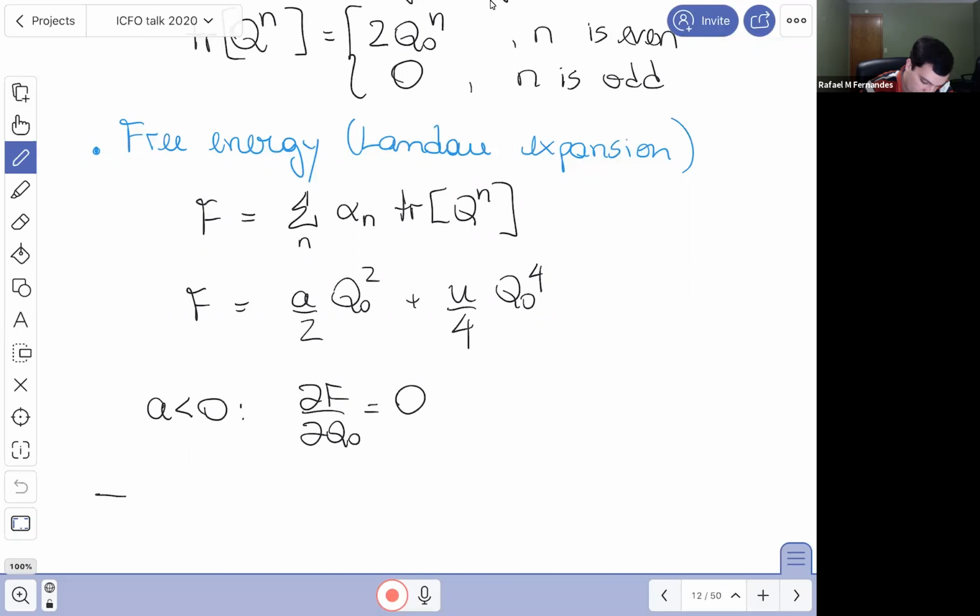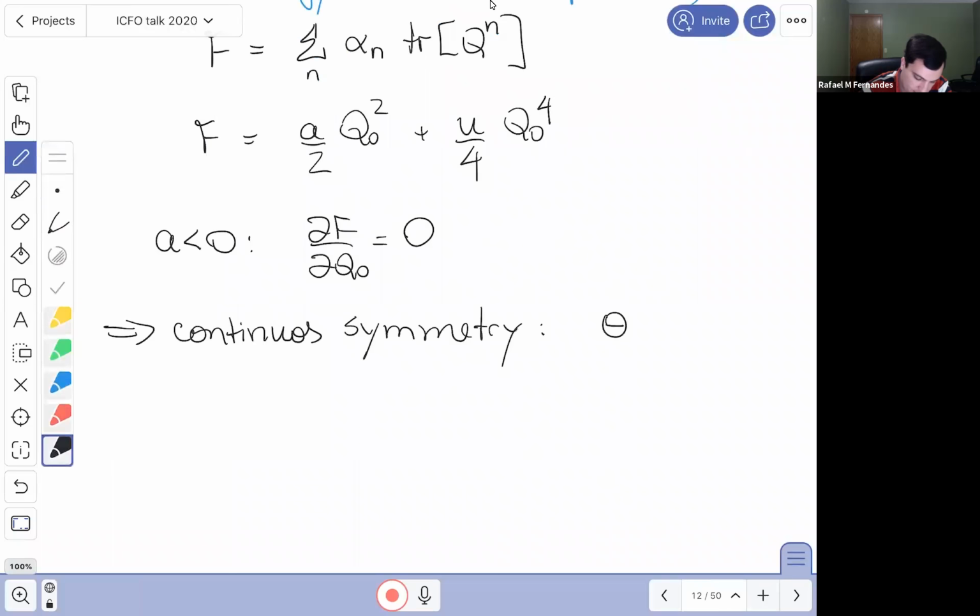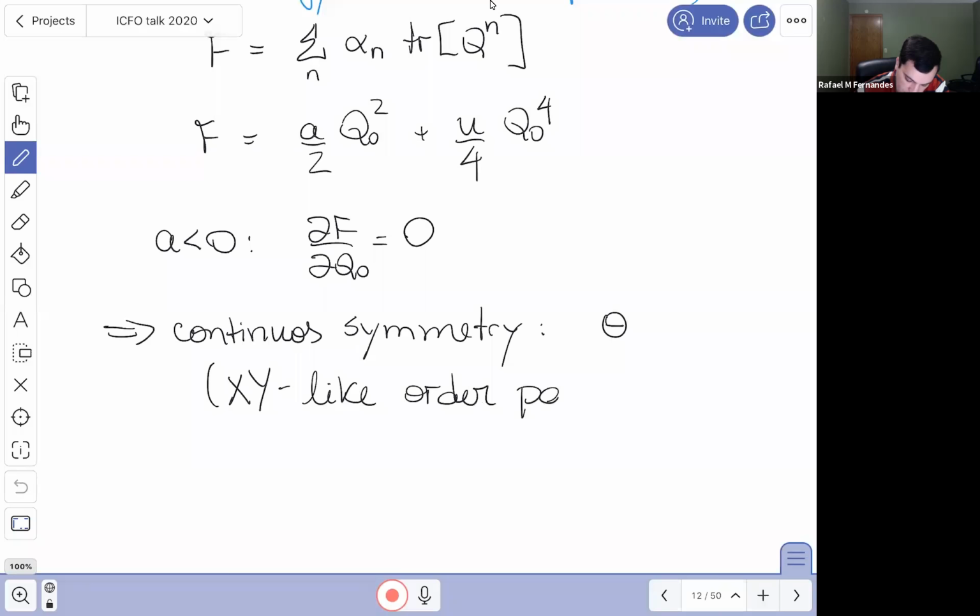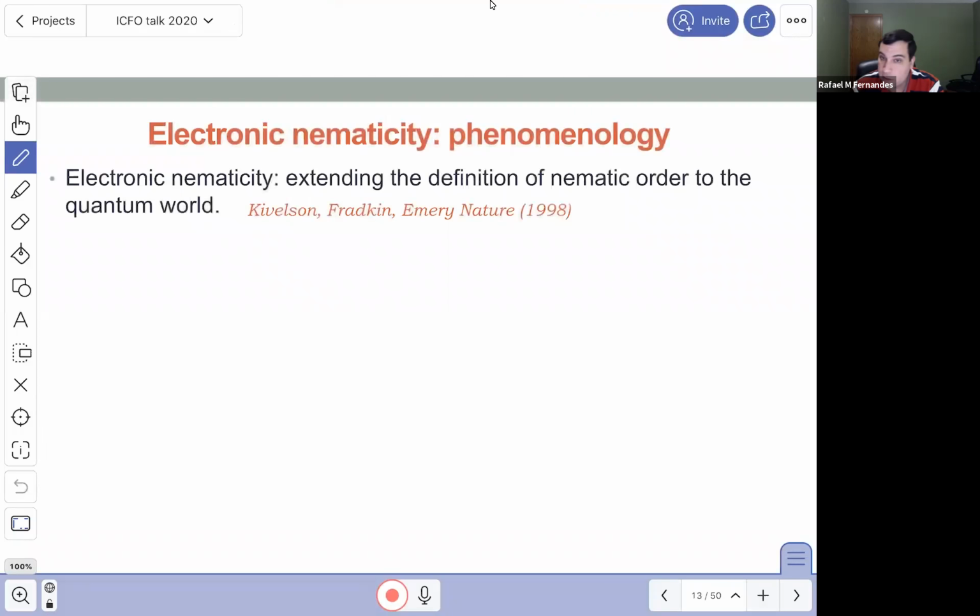So we have a continuous symmetry, okay, that is broken in the ordered phase. And this continuous symmetry is nothing but related to this angle theta, okay? For this reason, this kind of order parameter is also known as, just a name I'm going to use, an XY-like order parameter. It's just nomenclature that comes from spin systems. XY just means that I have this continuous symmetry of an angle in the plane that I break in the nematic phase, okay? So this is very quickly how you define nematic order in liquid crystals.